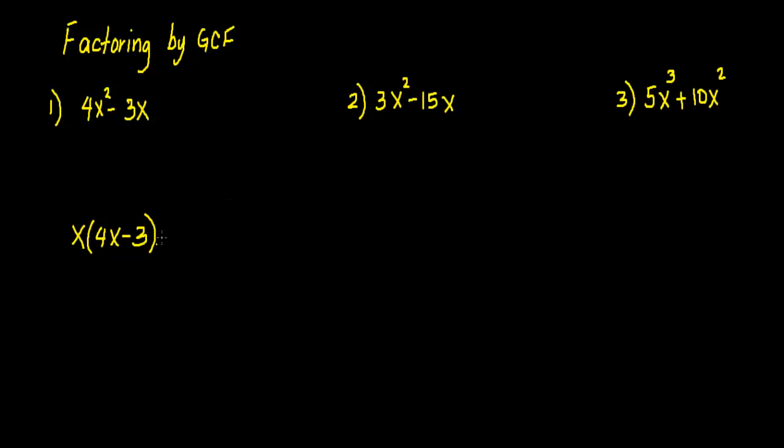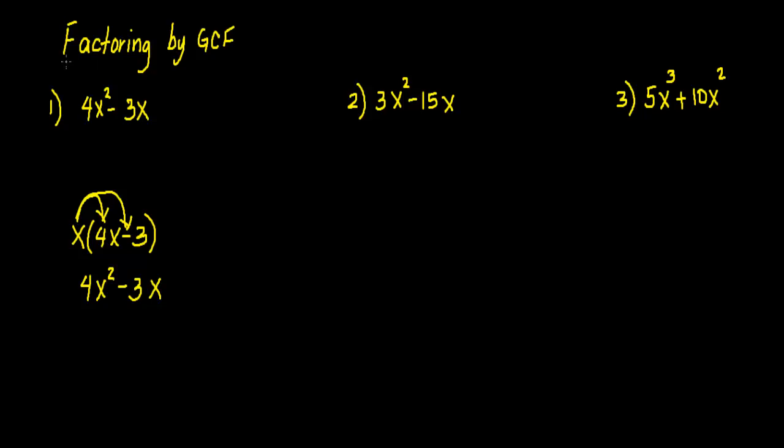If I ask you to simplify this expression, you would automatically do the distributive property here. You would do x times 4x, and you would get 4x squared. And then you would do x times -3, and that would give you -3x. Notice how I got to this expression. I got there by using the distributive property.